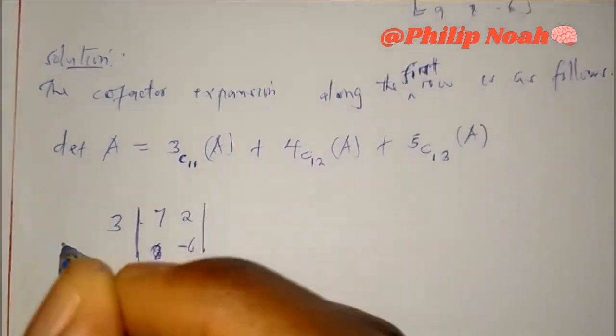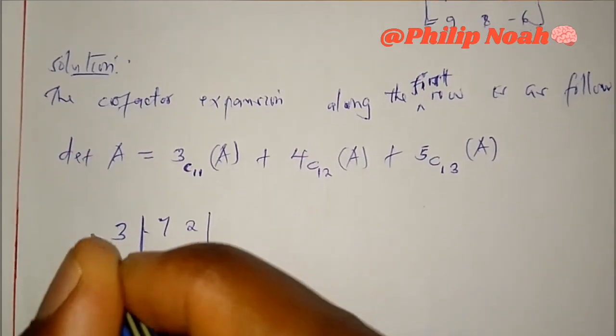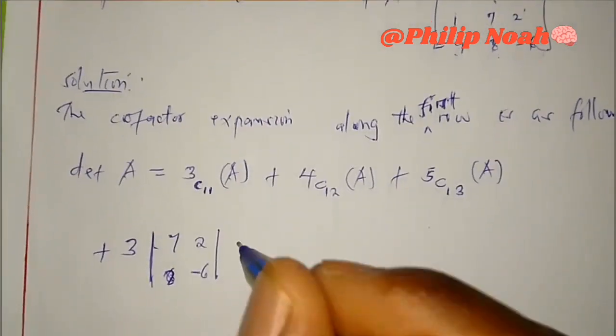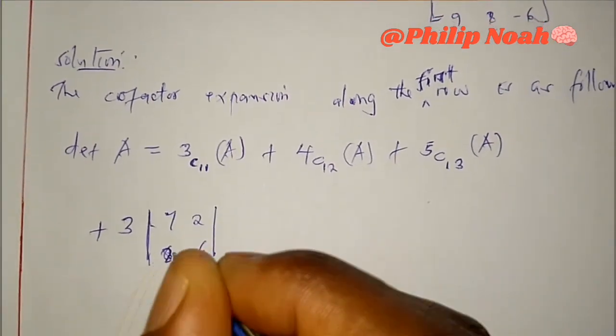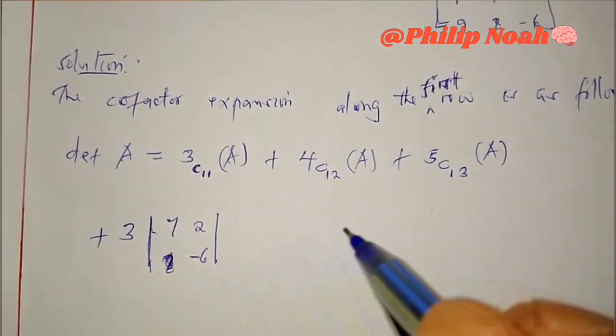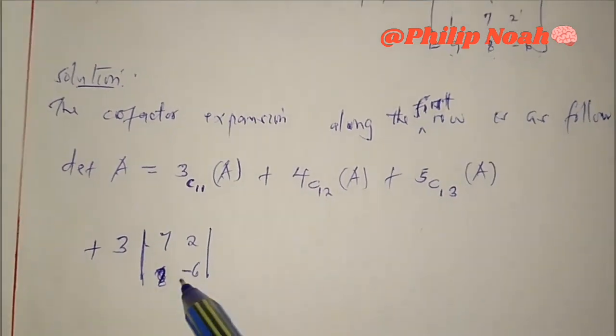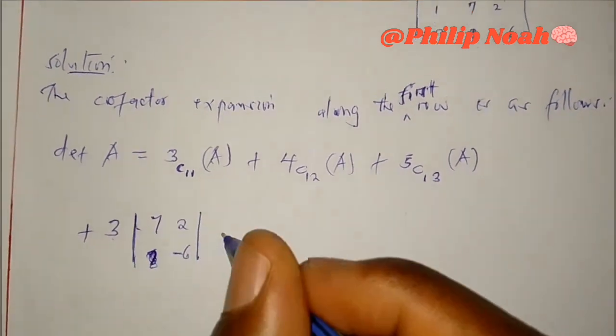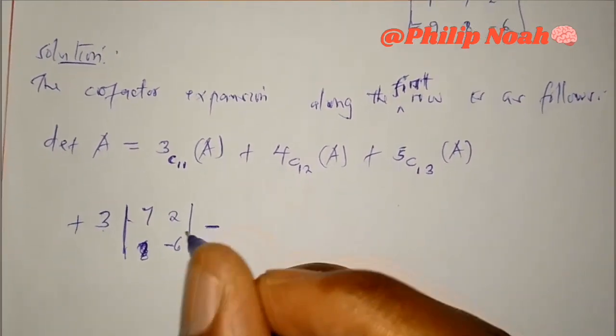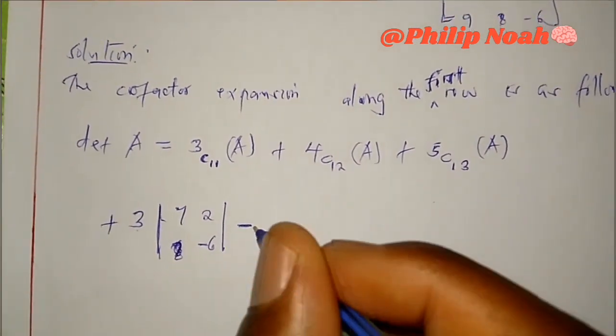So the first one will be positive. But the second one, we alternate the signs. As this is positive, this will be negative. This is what I mean. The first one will be positive, the second will be negative.